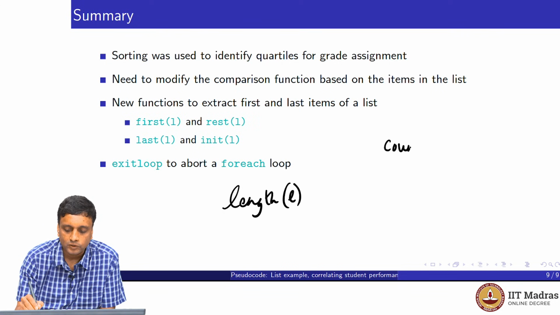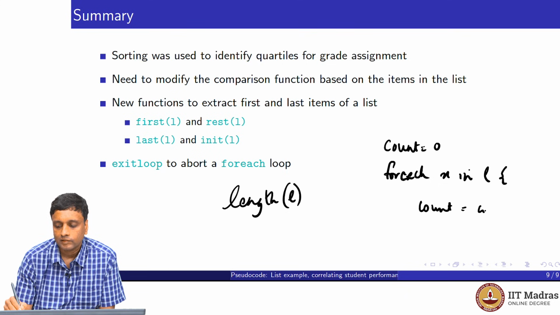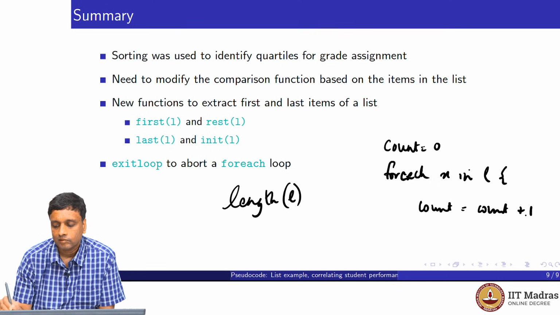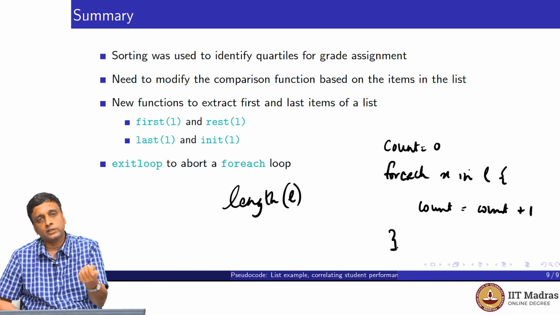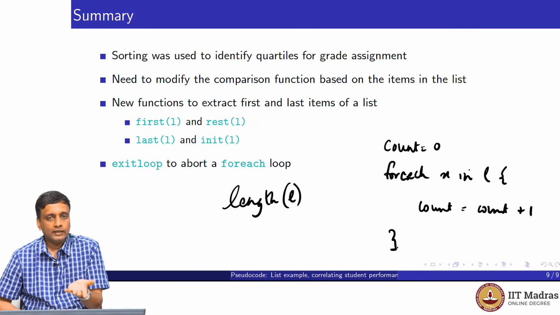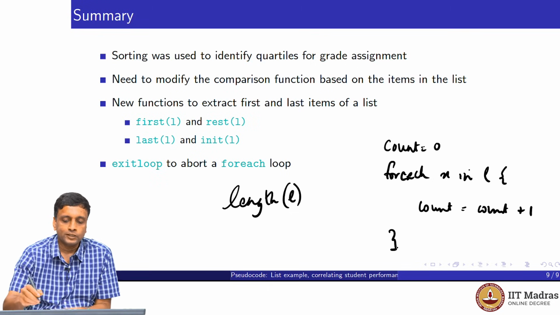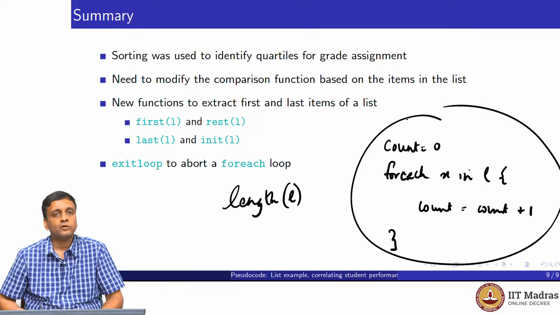Now remember, this length function you can easily write, right? You can say count equal to 0 and then say for each x in L, count equal to count plus 1. So at the end of this, every time you walk through the list, for every element you saw, you incremented count. At the end of this, count is going to be the length. So it's not that length of L is anything very complicated to calculate, but it's a nuisance to have to write this loop every time you want the length of a list. So it's convenient to be able to call this function.